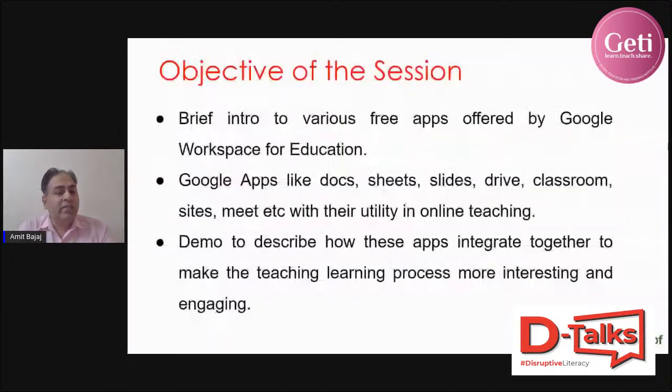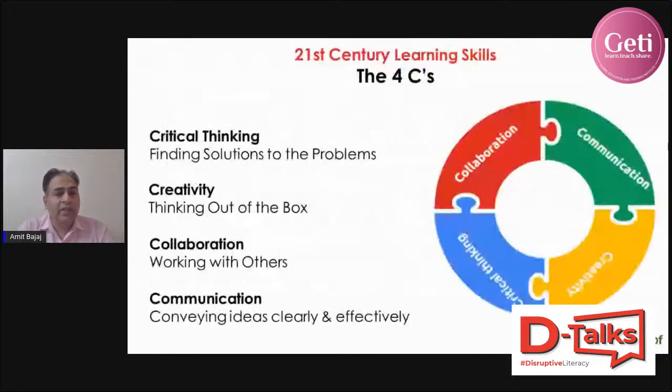21st century learning skills, we always talk about 4 C's, which are critical thinking, creativity, collaboration, and communication. So, critical thinking is finding the solutions to the problem, and there are multivariate solutions. A problem may have a number of solutions. We are looking for creativity among our students, thinking out of the box; collaboration, working together, the team building, the teamwork; and communication, conveying the ideas clearly and effectively.